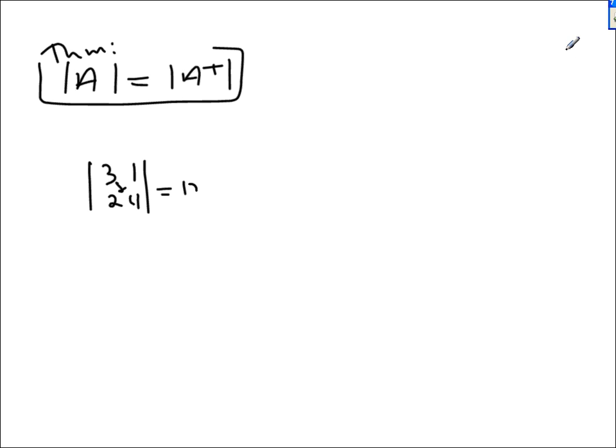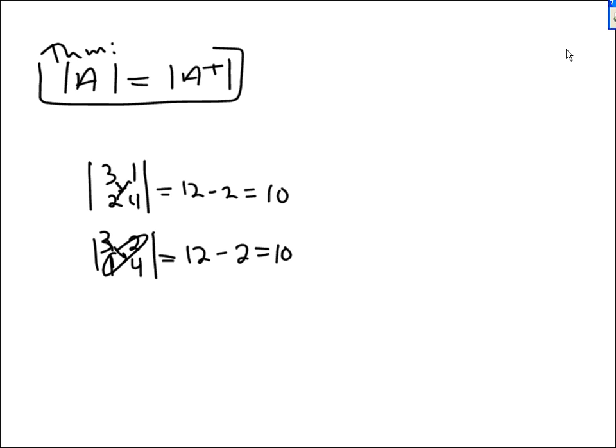12 minus 2 times 1 is 2. You get 10. Now the transpose. The first row is 3, 1, so 3, 1 is the first column. The second row is 2, 4, well, that's going to be my second column. 4 times 3, or 3 times 4, is 12, minus 1 times 2 is 2. Look at that. I got the same answer.